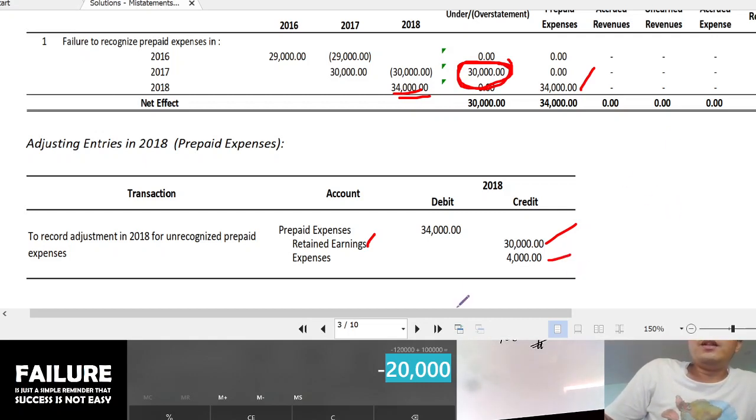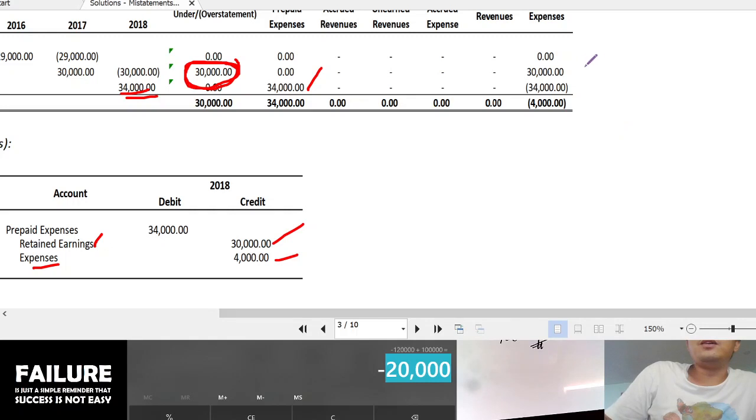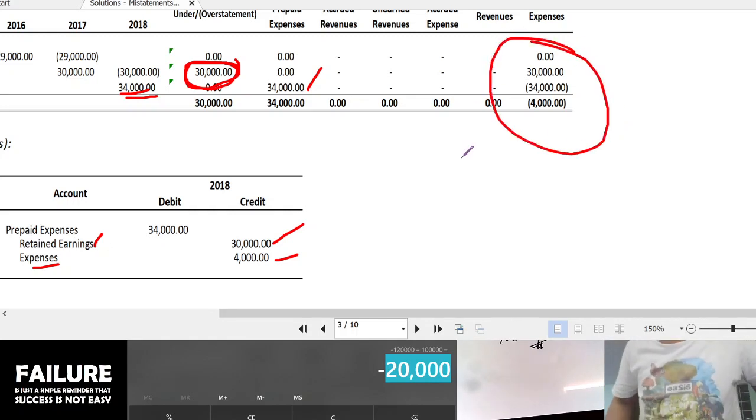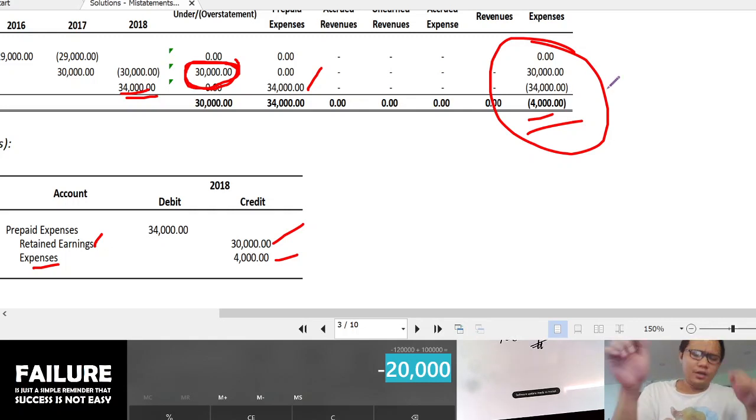And, we will deduct 4,000 from our expenses. That is why credit expenses tayo sa correction. Kasi kung titingnan natin, yung net effect sa expense is that we have an overstatement of 4,000. Klaro, di ba?